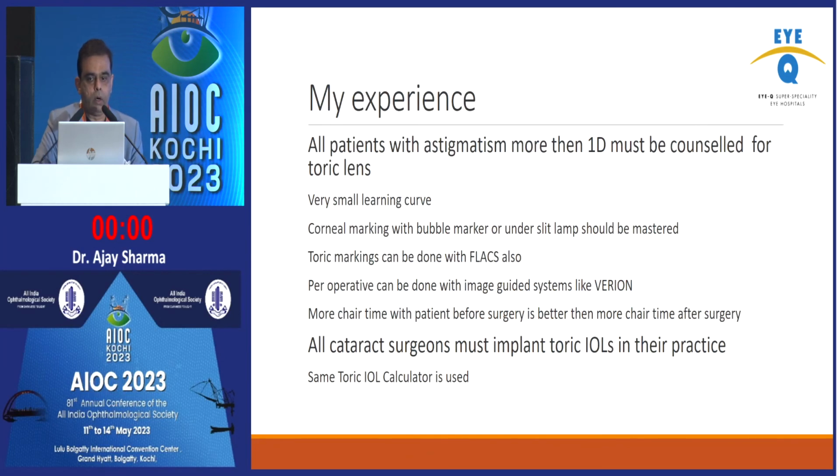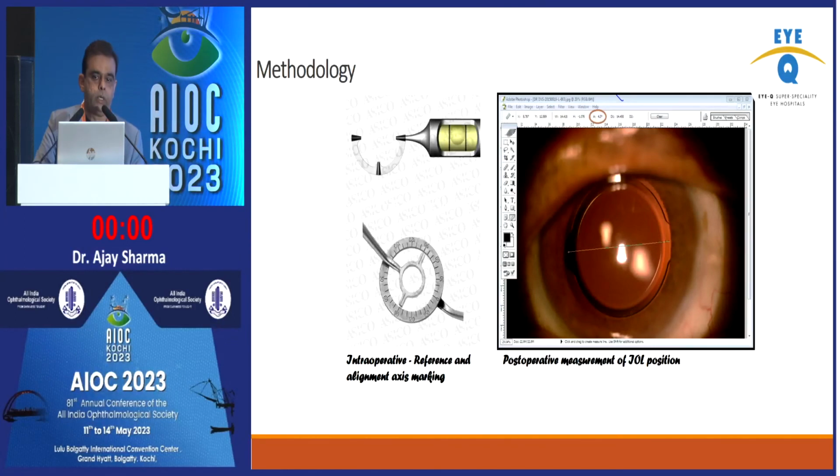So for toric, my one-liner would be: it is the right of the patient to have the astigmatism corrected. All of us should go and do toric lenses, and it should be at least 15 to 20% of our practice. Don't think about whether it is an Indian toric or an imported toric. Go and give toric, correct the toricity of the patient.